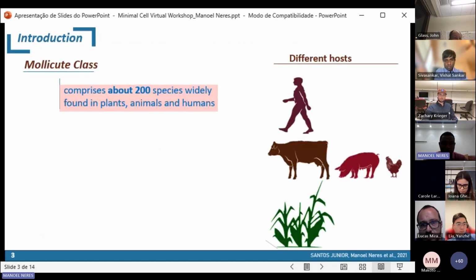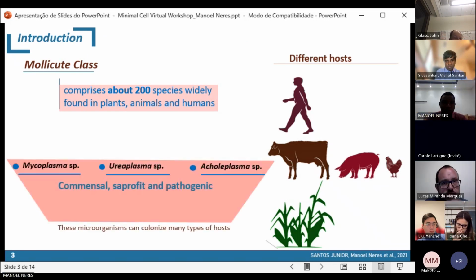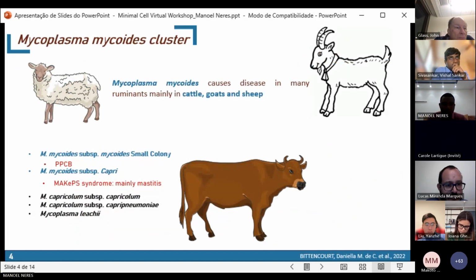Mollicutes comprise about 200 species, widely found in plants, animals, and humans. Mycoplasma, Ureaplasma, and Bacteroplasma are known to inhabit animals as commensals, saprophytes, and pathogens. These microorganisms can colonize many types of hosts. For some years, we have been working on host-pathogen interactions and immunomodulations of Mollicutes. And now we are interested in these interactions between Mycoplasma mycoides and animal hosts. Mycoplasma mycoides cluster is known for causing diseases in ruminants: cattle, goats, and sheep.